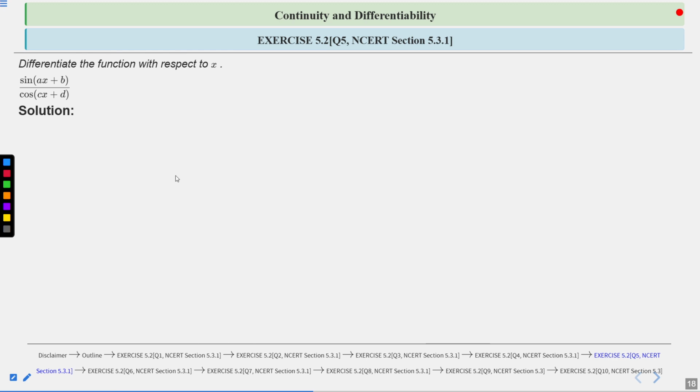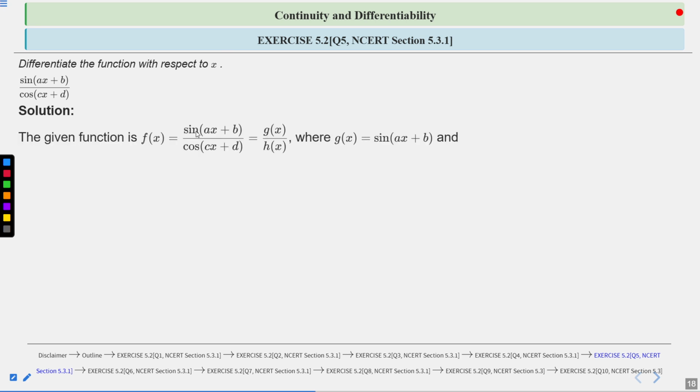We have to differentiate the function with respect to x, and the function is sine of ax plus b upon cos of cx plus d. So the given function is f(x) equal to sine ax plus b upon cos cx plus d, which is equal to g(x) upon h(x), where g(x) is sine ax plus b, and h(x) is cos cx plus d. Now f dash, by using quotient rule, will be g dash h minus g h dash upon h square, right?